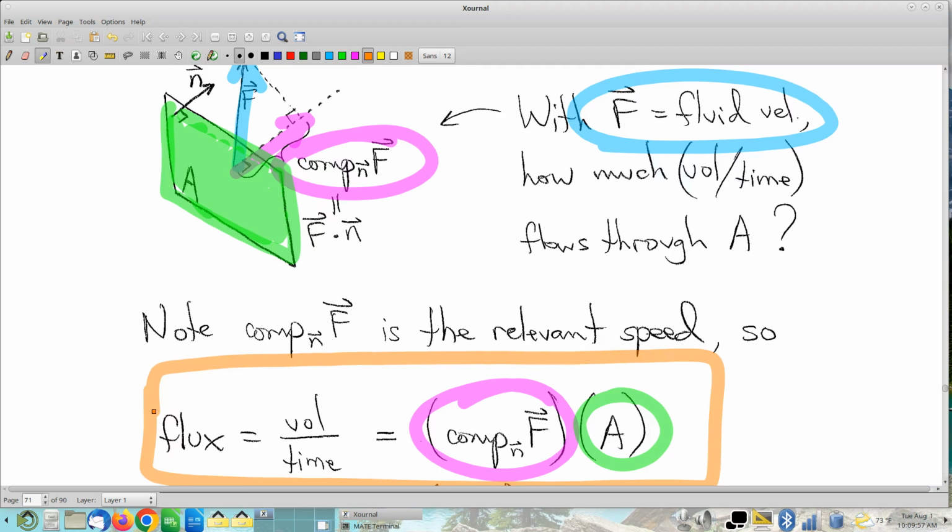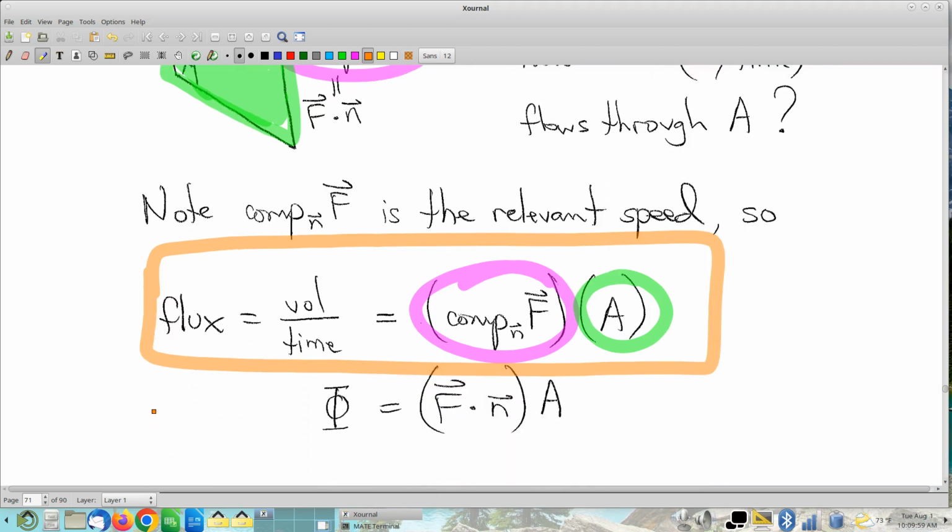Notice that it's kind of nice that this formula for flux looks an awful lot like our previous formula for flux. It's the relevant component of the vector field, the normal component, times the size, in this case area, previously length. It's the size of whatever it is that I'm computing the flux through. So that gives us, in general, that formula right there for flux.